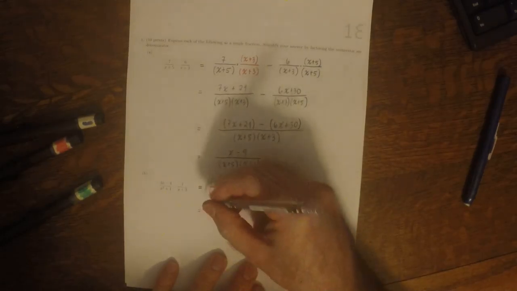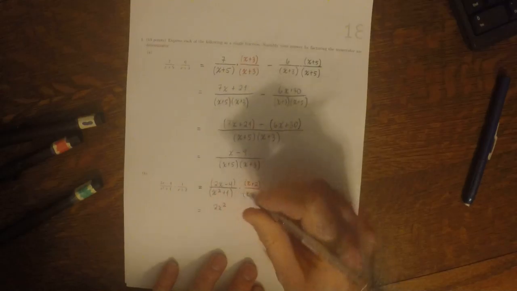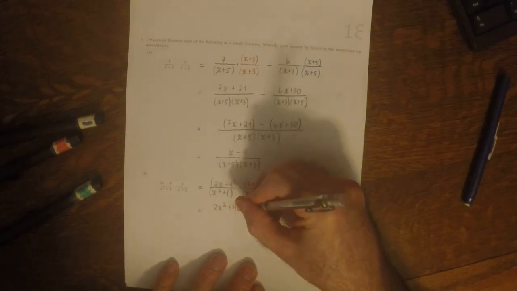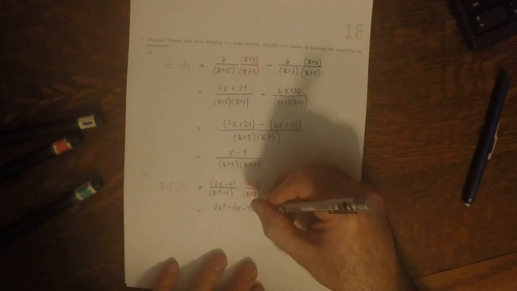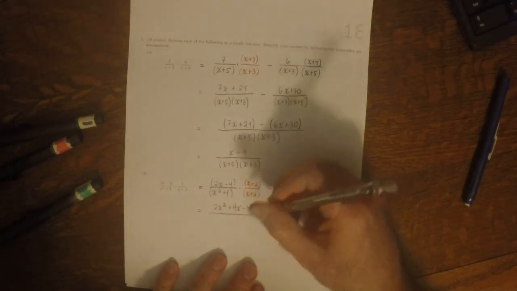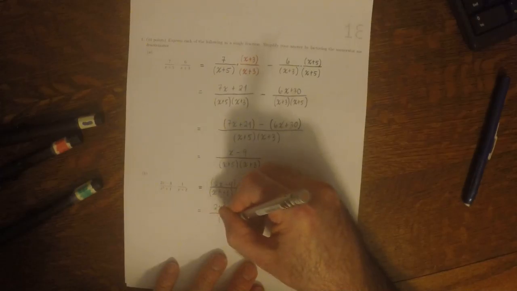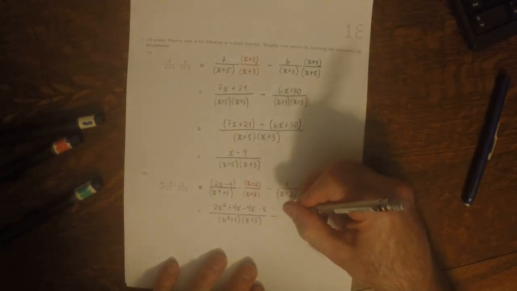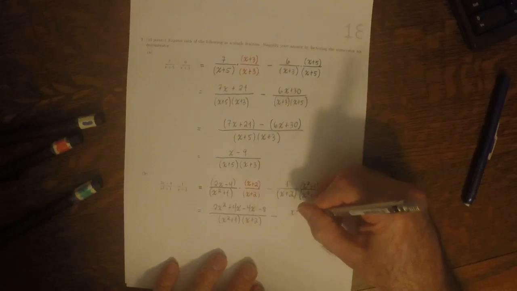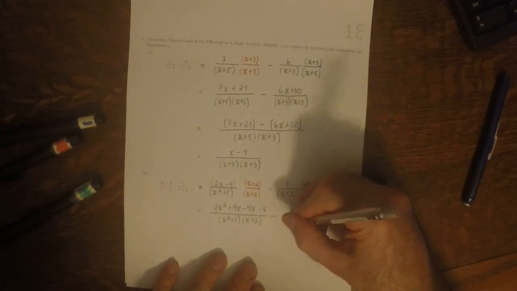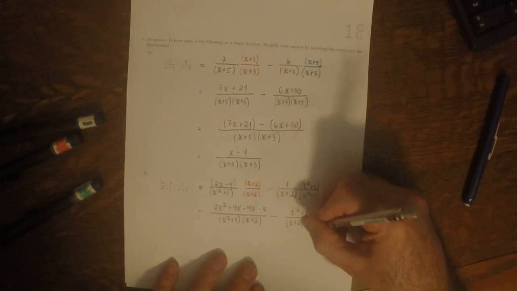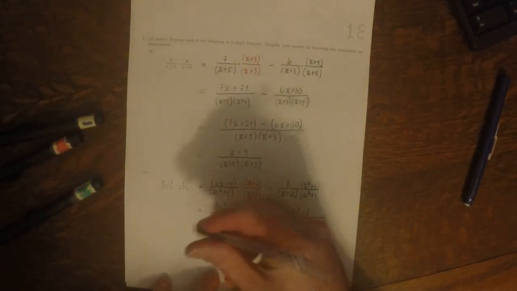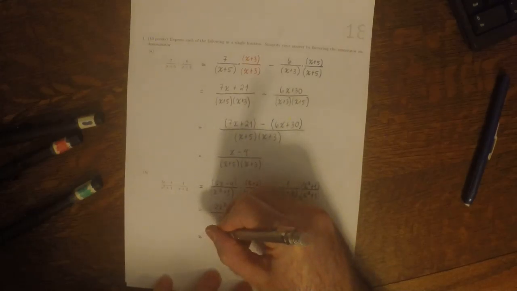Okay, so now let's multiply and collect. We need to multiply out with FOIL, so that'd be 2x times x is 2x squared, and then plus 4x minus 4x minus 8 over x squared plus 1 times x plus 2, and then minus x squared plus 1 over x plus 2 times x squared plus 1.